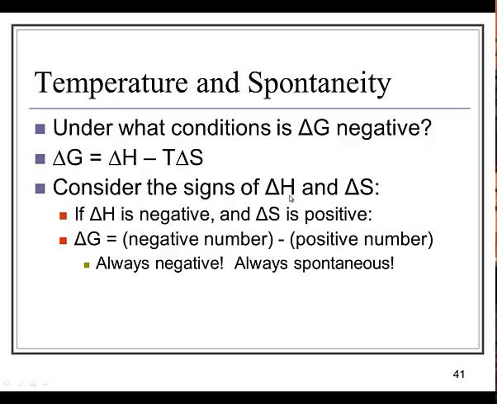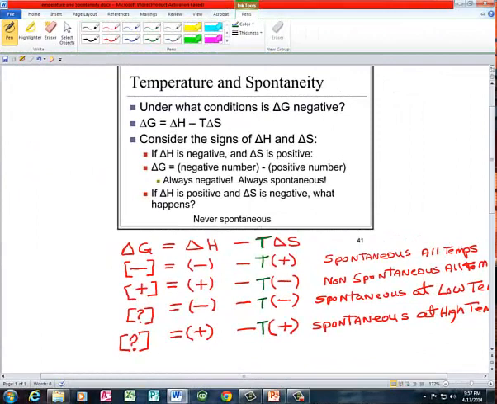So consider the signs of delta H and delta S. They would always seem to be in some sort of conflict determining whether a reaction is spontaneous or not. Now let's take a look at the relationship between temperature and spontaneity and ask ourselves, under what conditions is delta G negative? That is, under what condition is a reaction spontaneous? If we look at the equation, delta G is equal to delta H minus T delta S, what we immediately see is that delta H is at war in some instances with delta S.